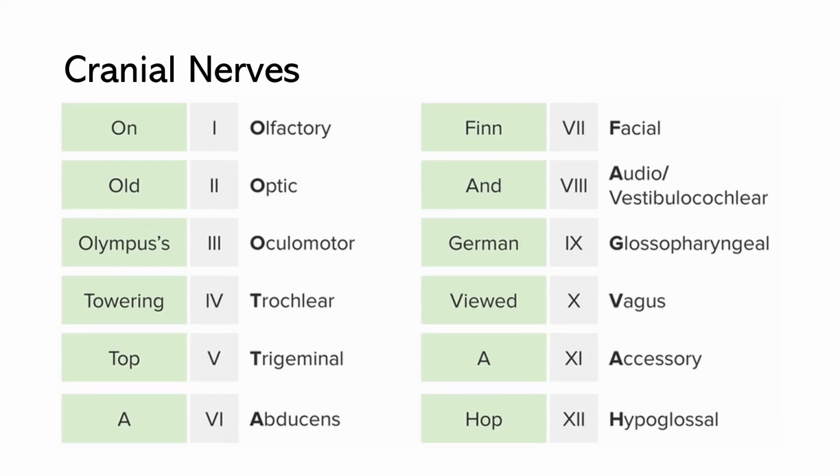Cranial nerve 9 is our glossopharyngeal nerve. Cranial nerve 10 is the vagus nerve. Cranial nerve 11 is our accessory nerve. And finally, cranial nerve 12 is the hypoglossal nerve. And if we look at all of these different cranial nerves, we're going to notice that some of them are sensory nerves, others are motor nerves, and some have both sensory and motor activity.